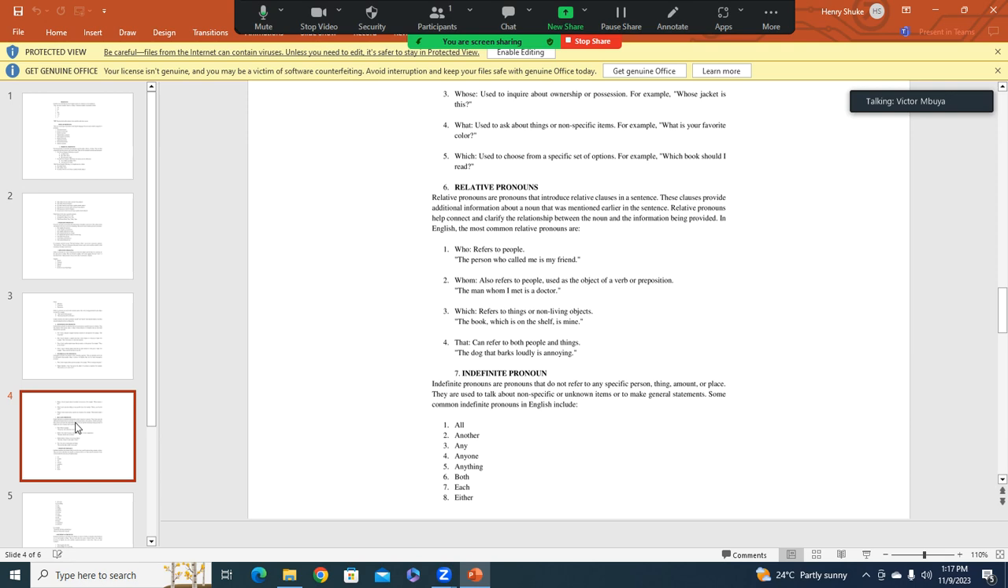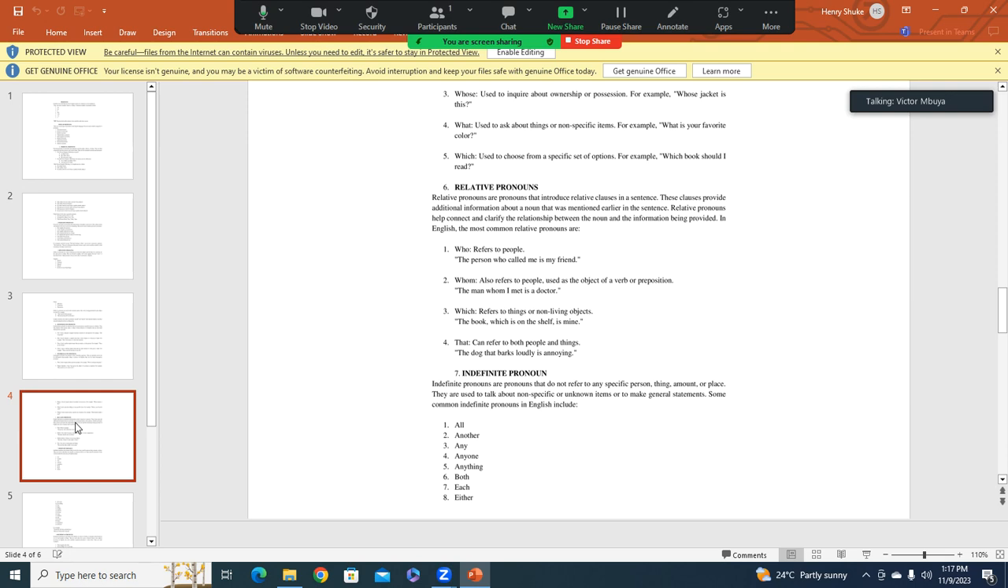So of pronouns, we have indefinite pronouns. So what is an indefinite pronoun? Indefinite pronouns are pronouns that do not refer to any specific person, thing, amount, or place. They are used to talk about non-specific or unknown items or to make general statements.